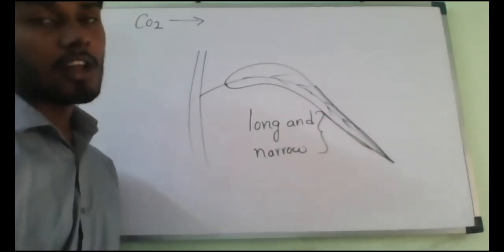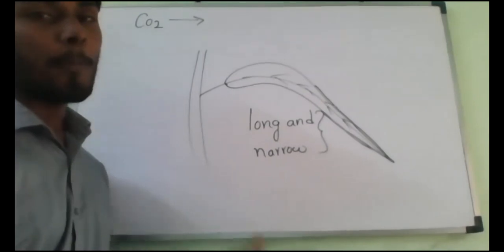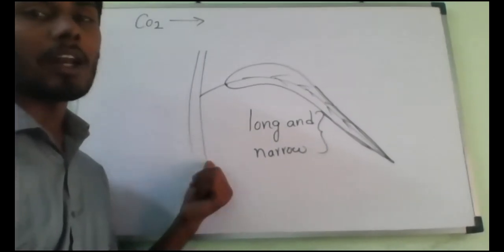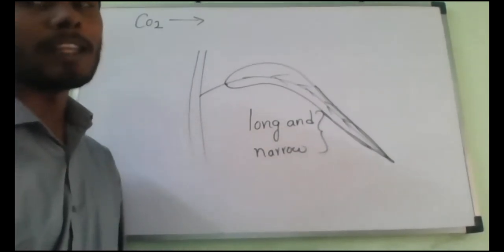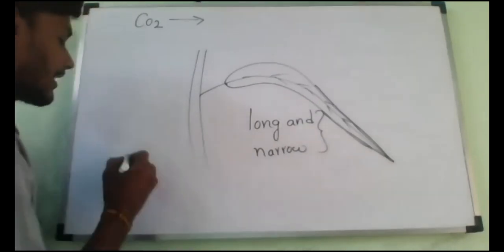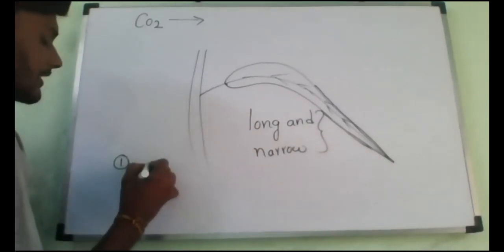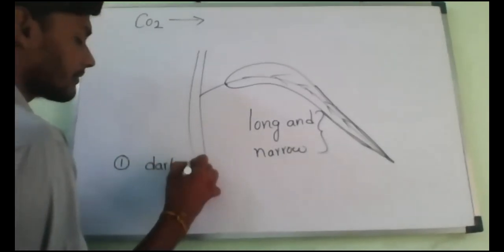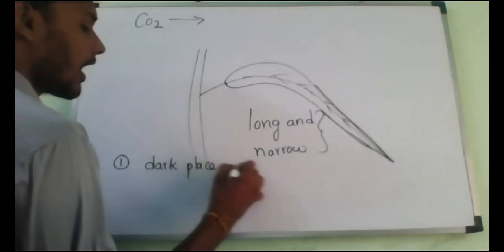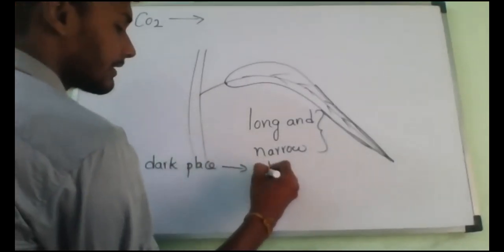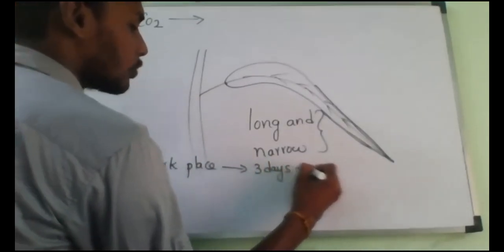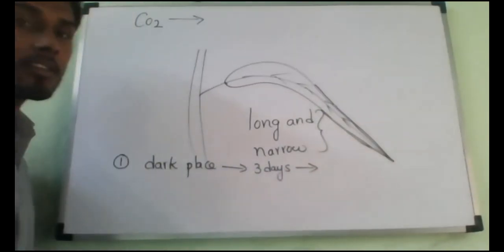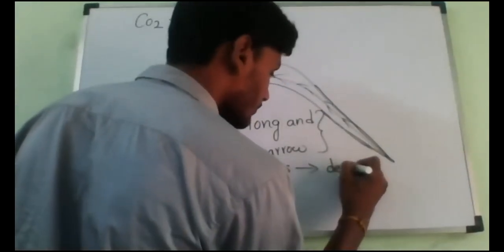Now if we take a potted plant which has long narrow leaves and place it in a completely dark place. First step, where should we place it, whatever the experiment? In a dark place. How many days? 3 days. Why? What is the reason? To avoid photosynthesis.